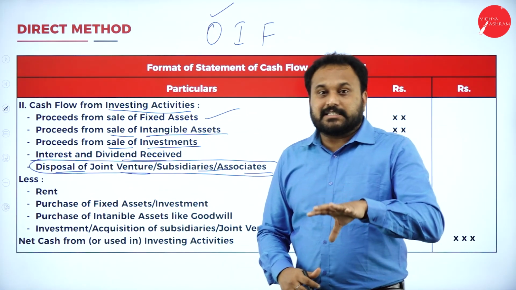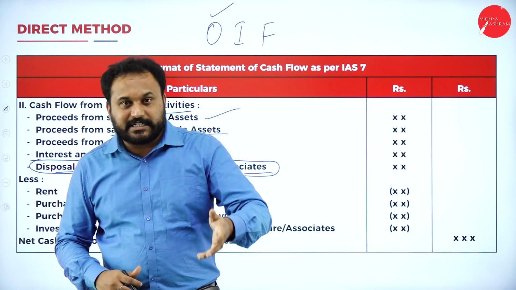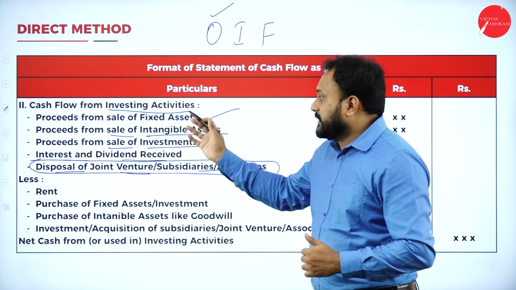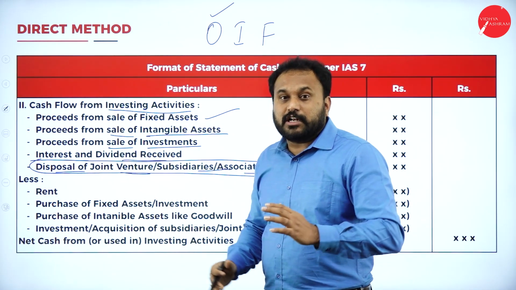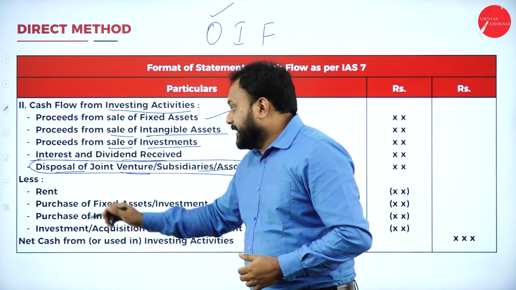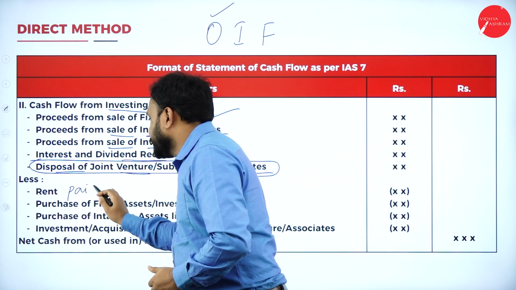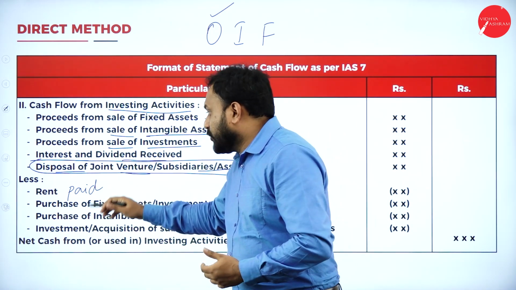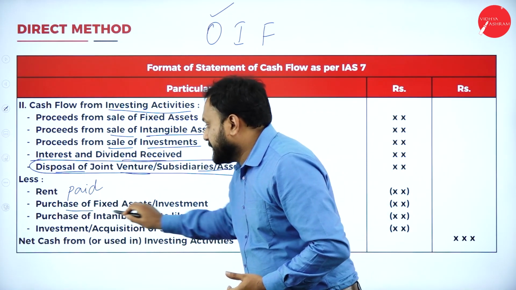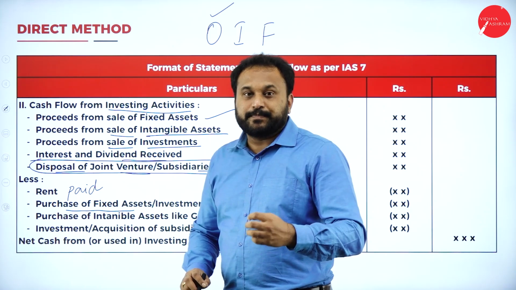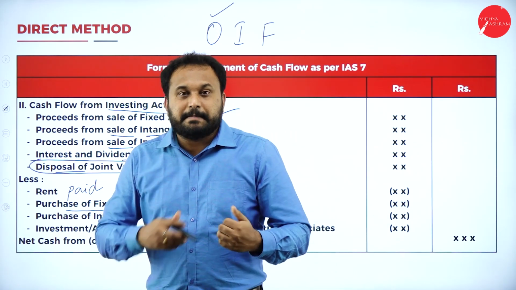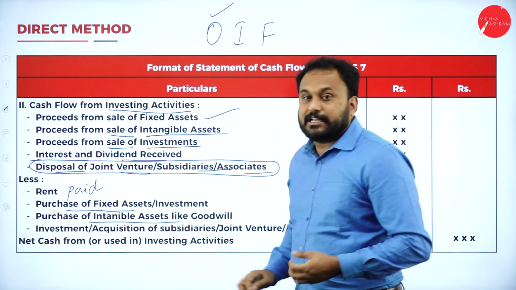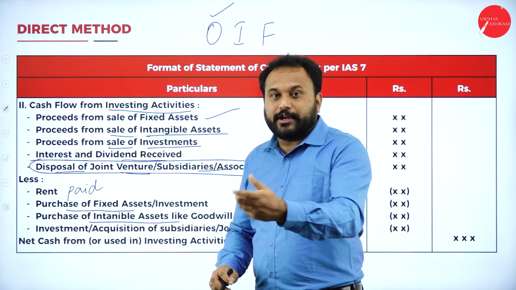Next is less. You need to subtract whatever you have invested. When you get the money, that is investing activity, in which we have the inflows. Now it is all the outflow. What all goes out? Say rent. Now we have rent paid. That means I'm giving the money. Again, it is outflow, so I'll go with less rent paid. Purchase of fixed assets. If I purchase any fixed asset, money is going out of the company, so it is less. Purchase of intangible assets. Now I'll purchase, and the money goes.